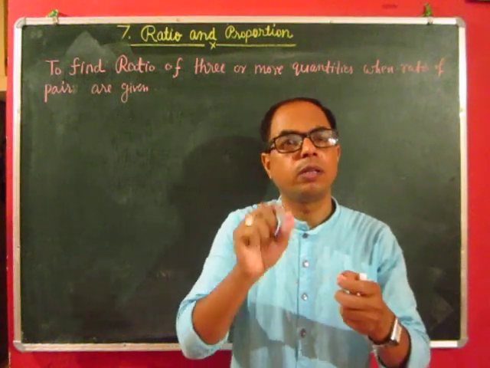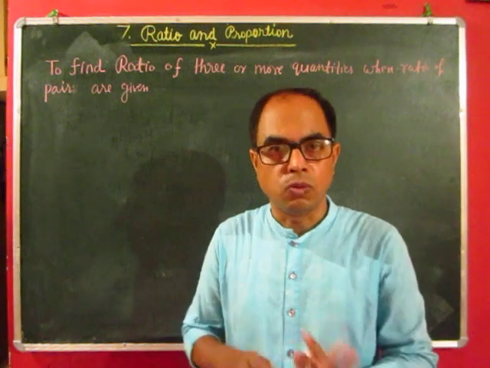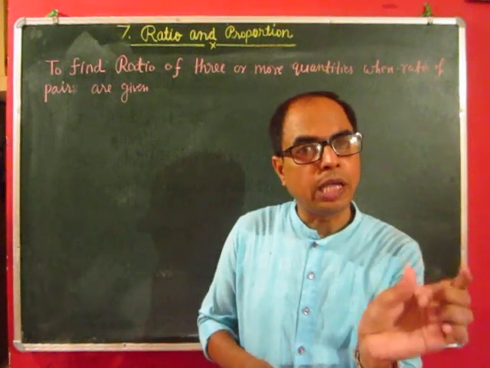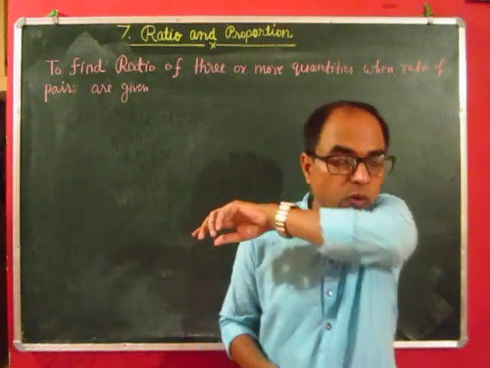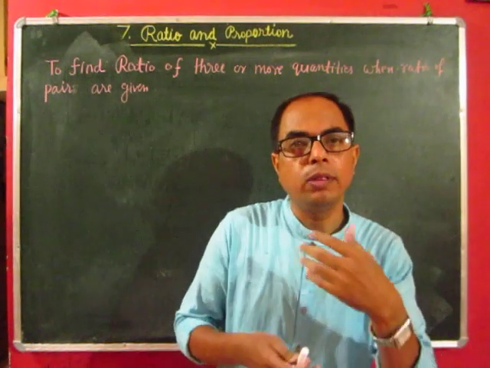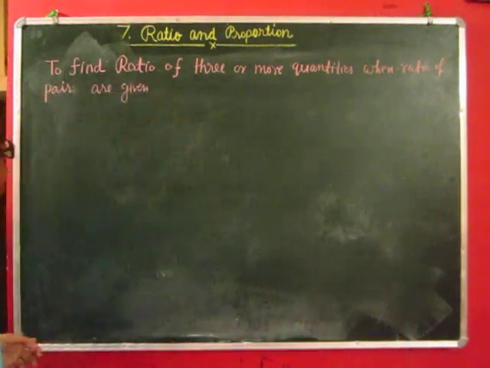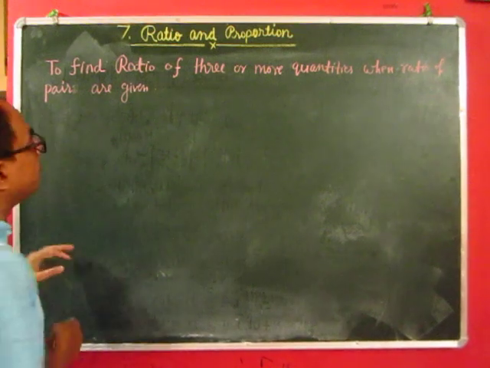That means you have to find the ratio of three quantities, and the ratio of pairs will be given to you. For example, the ratio of A is to B is given, the ratio of B is to C is given, and you have to find the ratio of A, B and C. So how can we solve this type of question? Let us explain with the help of an example.